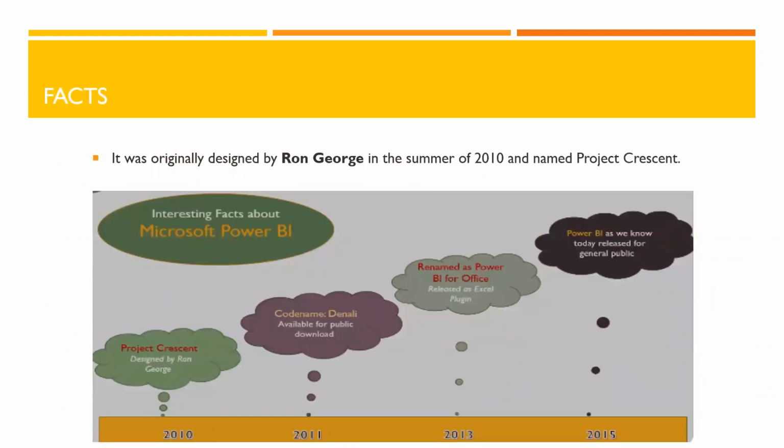Moving on to the facts of Power BI, it was designed by Ron George in 2010. Its initial name was Project Crescent. In 2011, it was made publicly available with a code name of Denali. In 2013, it was released as Power BI for Office. And after that, in 2015, we got the Power BI that we are using today.